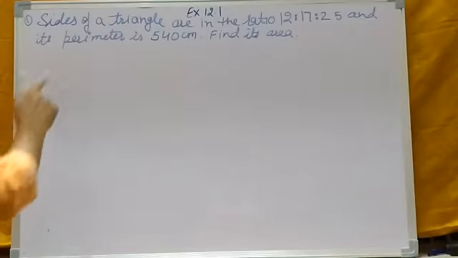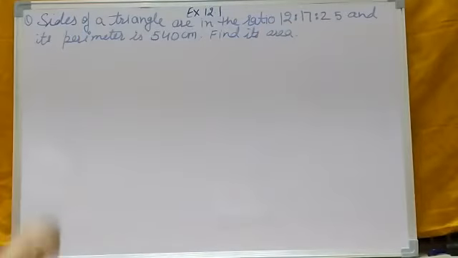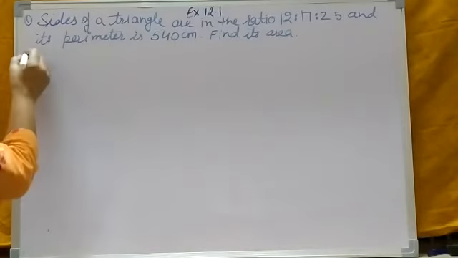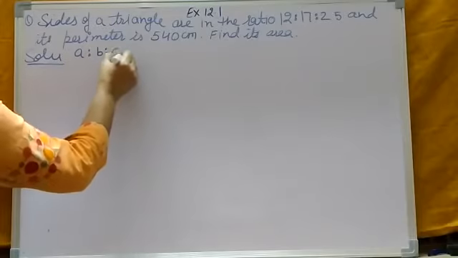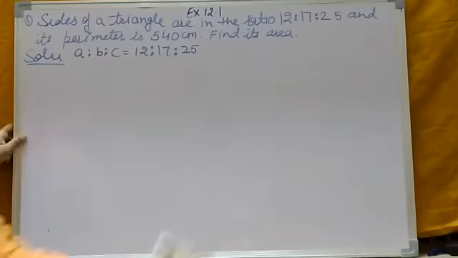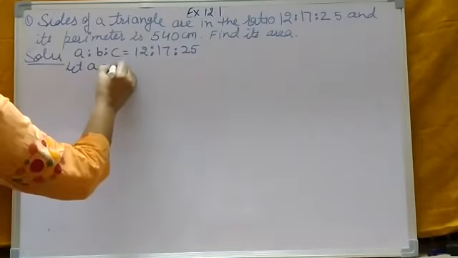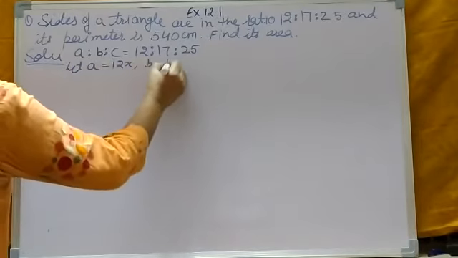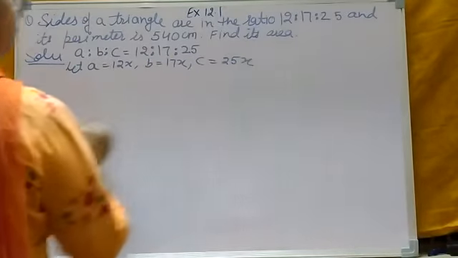In our next question, sides of a triangle are in the ratio 12:17:25 and the perimeter is 540 centimeter. Find its area. Ratio is given. a:b:c is equal to 12:17:25. Whenever we separate from a ratio, there is an unknown number, and we take it as x. Let a is equal to 12x, b is equal to 17x and c is equal to 25x.